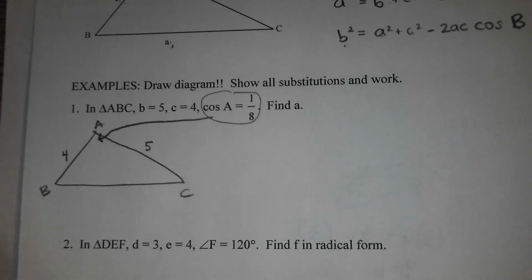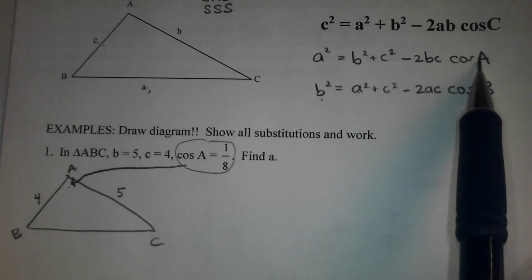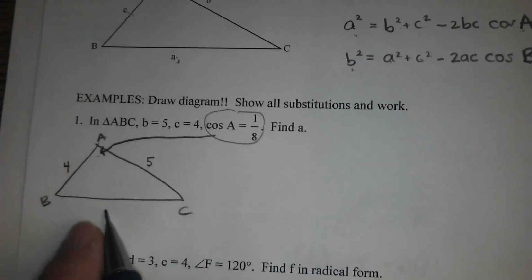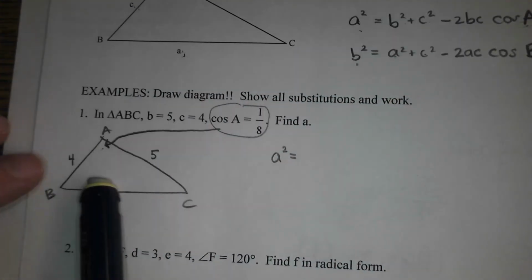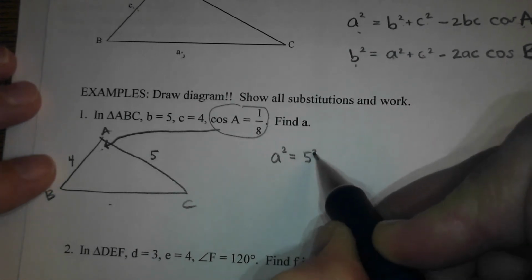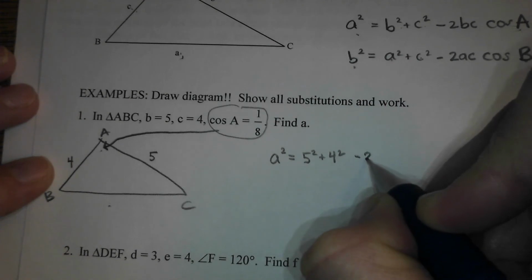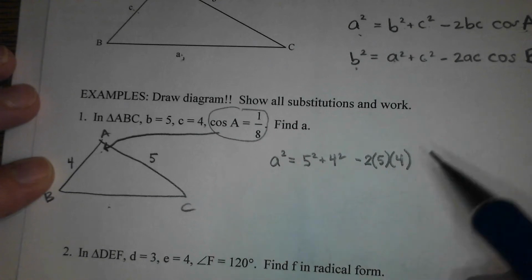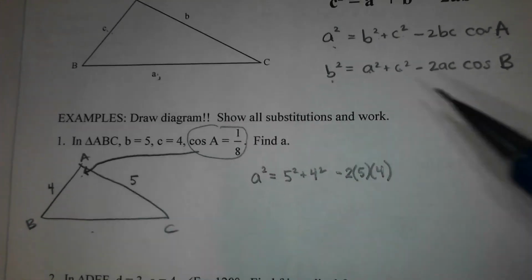Okay? Because this is the angle that we know about, we're really using this version, cosine A. So the A squared is going to stand by itself. This side squared equals what? 5 squared plus 4 squared. That's the B squared plus C squared. Minus 2 times 5 times 4. Cosine A. But I'm replacing the entire cosine A with 1/8. Correct?